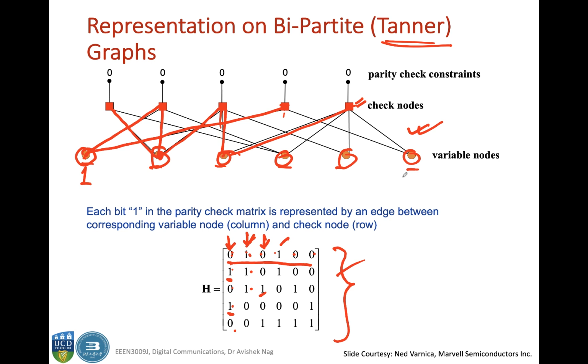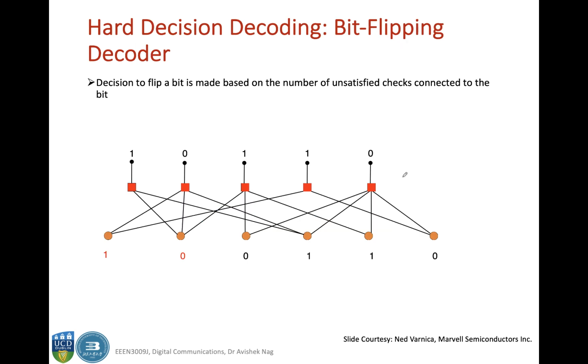Now I will show you an example of how to use this bipartite graph or Tanner graph to decode a particular received code word. So let's say we have a Tanner graph like this, and let's imagine that this is your received code word. And there is an error in this code word.